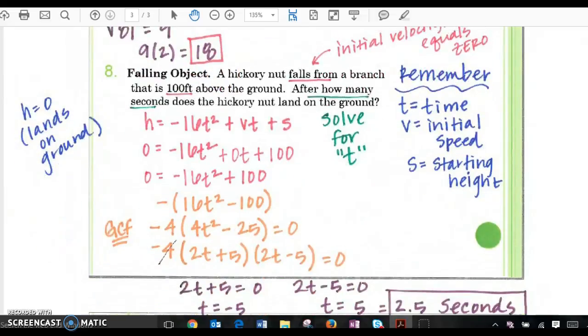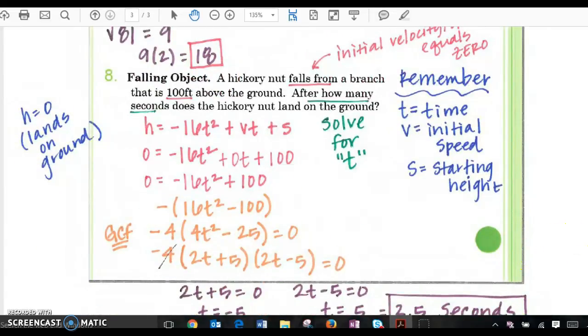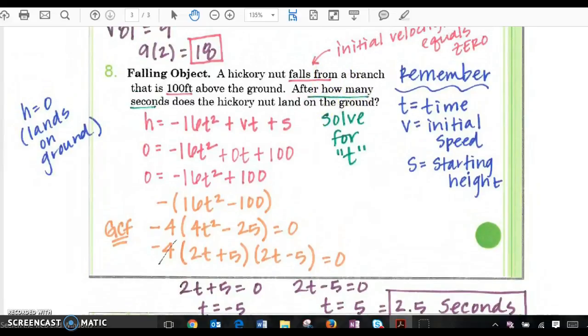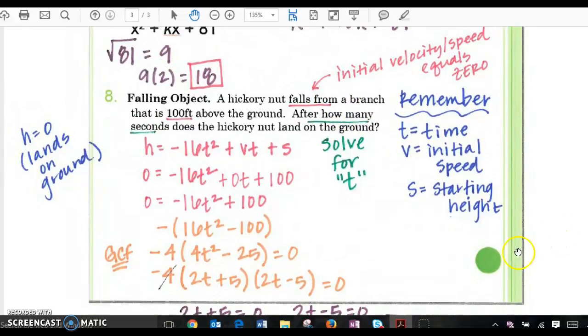The last one is a vertical velocity formula. And there's an example of this on your page that I printed out from the book. There's a page in your book which has more information on it. But let's just remember that t equals time, v equals initial speed, and s equals the starting height. A hickory nut falls from a branch that is 100 feet above the ground. After how many seconds does the hickory nut land on the ground?